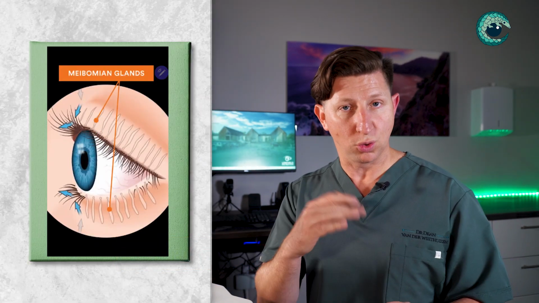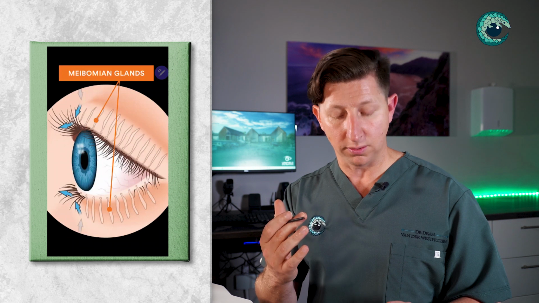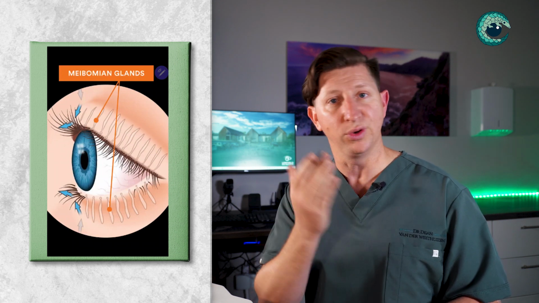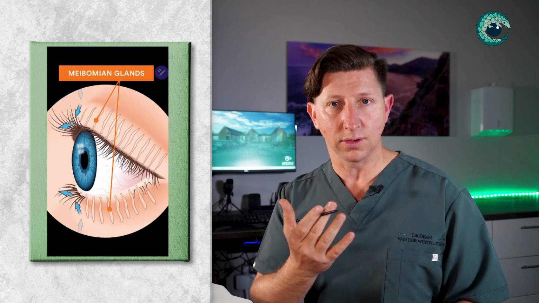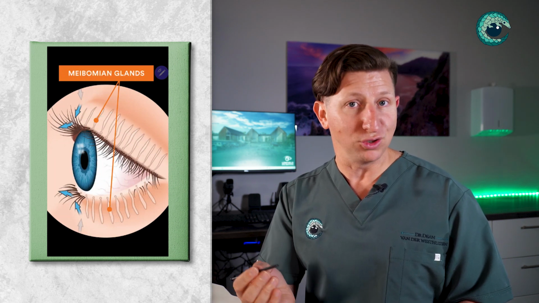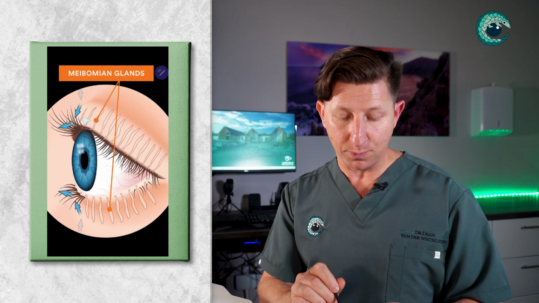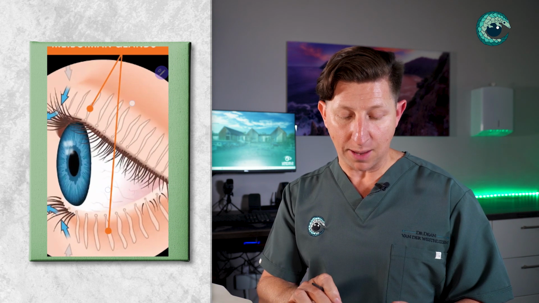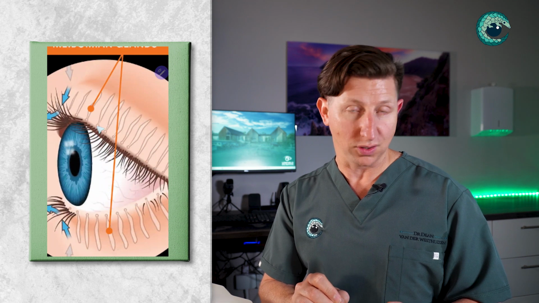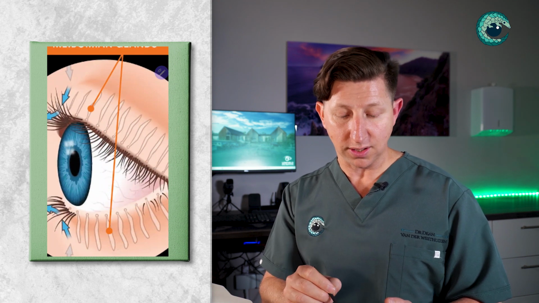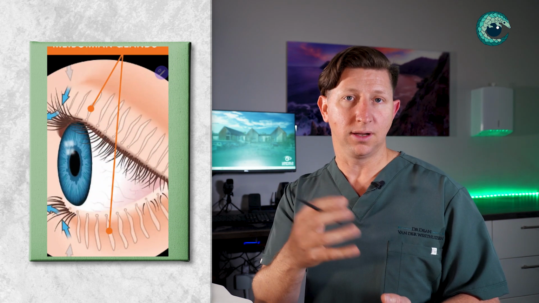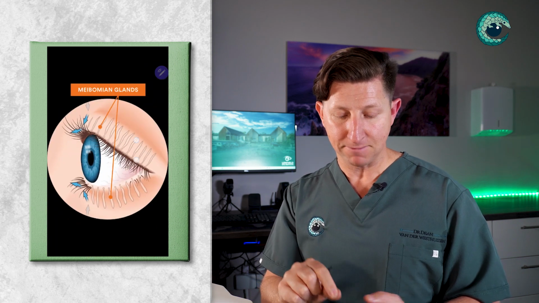Meibomian glands produce oil, so they're the oil producing glands, and oil is really important for your tear film. Your tear film is this film of fluid, of lubrication over the surface of your eye, and meibomian glands produce that oil. You can see these meibomian glands run vertically in the upper lid and the lower lid, and what can happen is these glands can become blocked. If one of these glands becomes blocked and it keeps producing oil and the oil can't get out, you start to get a swelling in the eyelid, and that's what we call a chalazion.